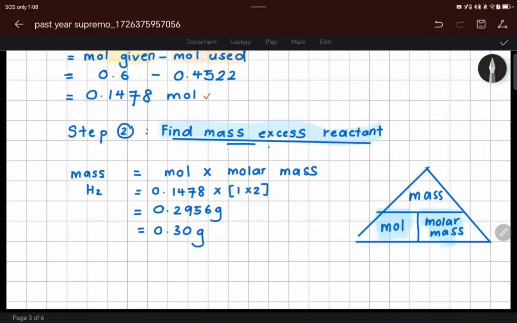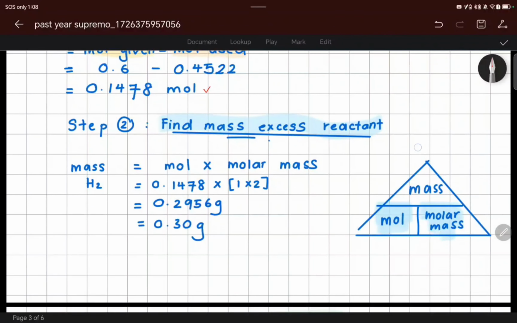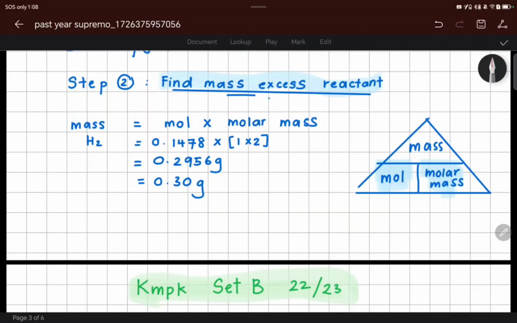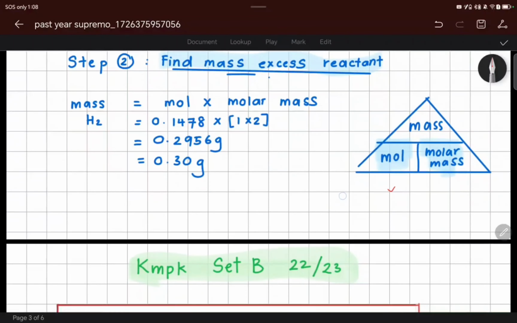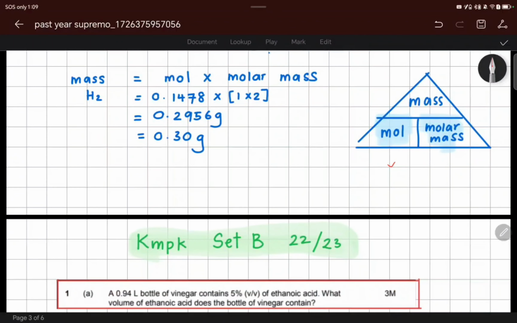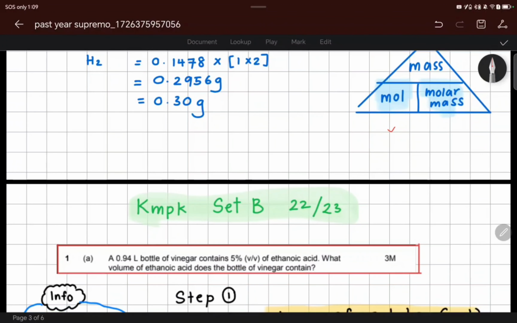And then after we minus mole given minus mole used, we will get 0.1478 mole. And the second step, find the mass of excess reactant. So mass equals mole times molar mass. You can use this triangle because it really helps us, especially students. So the mass of hydrogen is 0.30 gram.